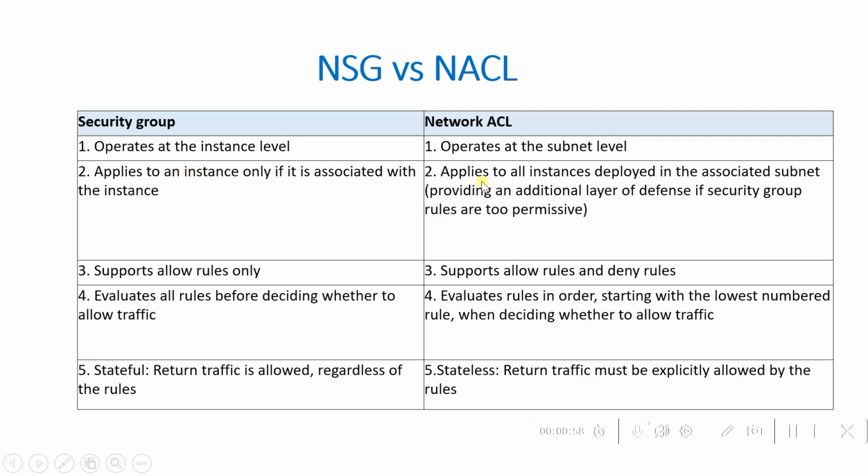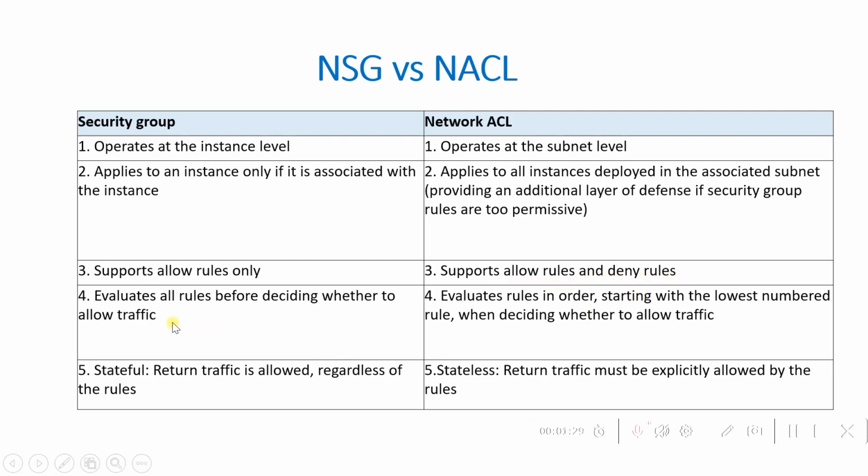But a Network Access Control List, if you apply it to a subnet, this security policy will be applicable to all the instances within the subnet. And the third point is that a security group supports allow rules only. So basically in a security group, we can create only allow rules. We cannot create deny rules in that. The Network Access Control List supports allow rules as well as deny rules.